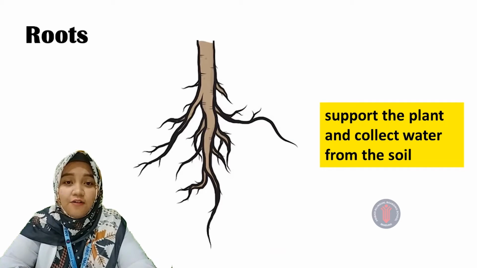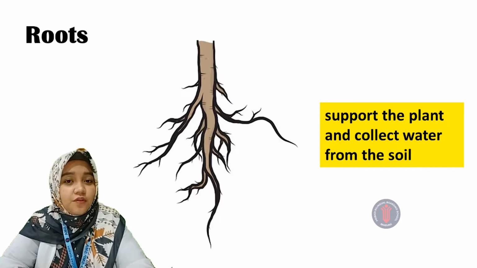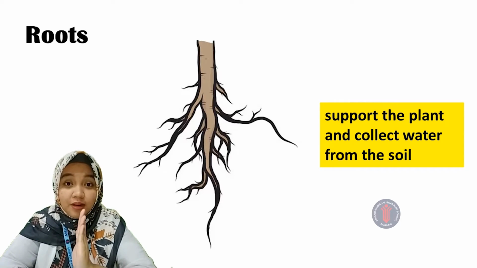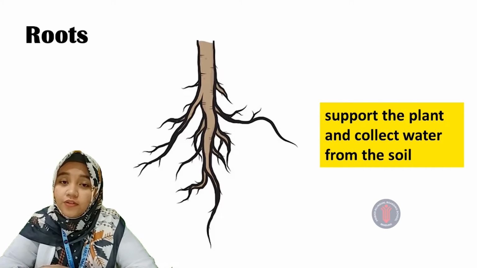Okay, now let's continue to discuss the function of each part. And as you know, the roots are located under the ground, right? And what's the function of the root? It supports the plant so that the plant can stand firmly, and the roots also collect water from the soil.